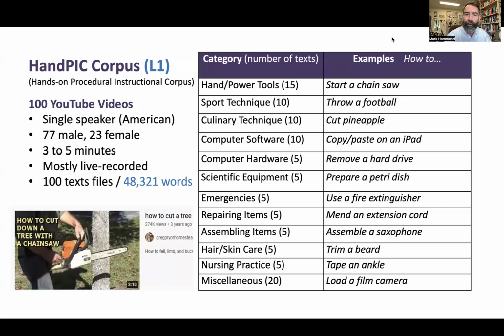They're mostly live recorded, so the person is doing something looking at a camera. He's not doing a voiceover, doing something off camera. And there's 100 texts, which is about 50,000 words.